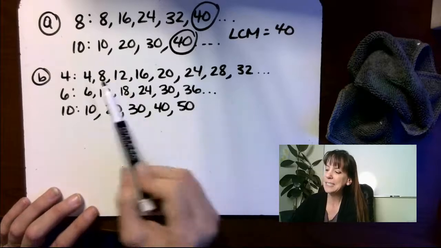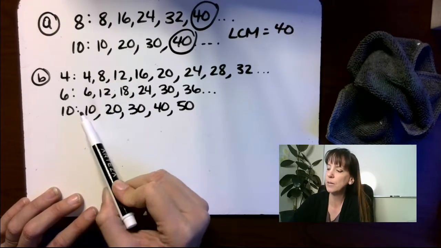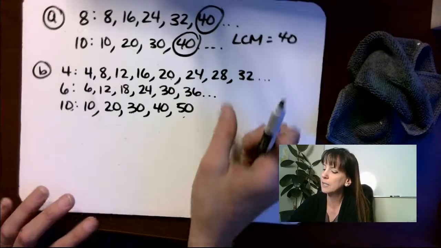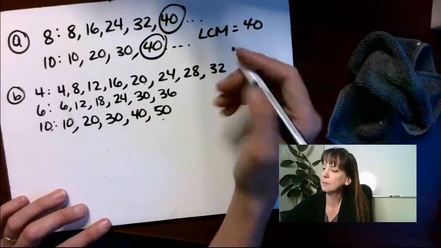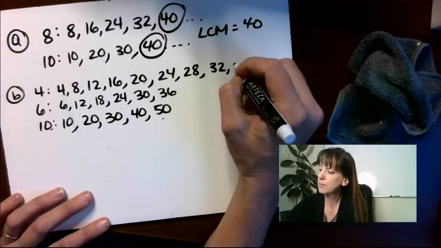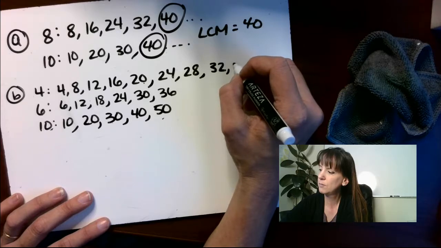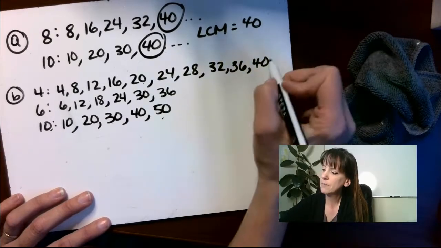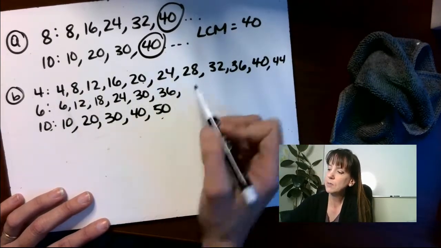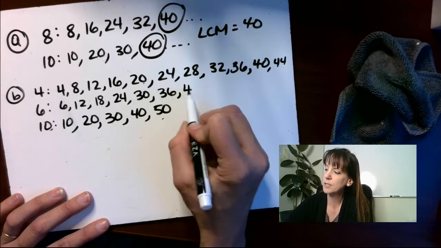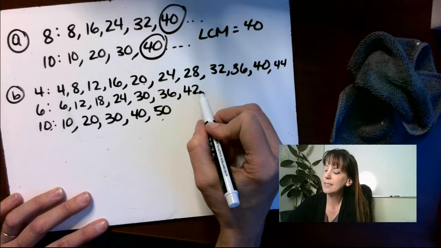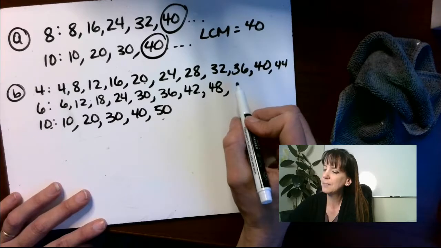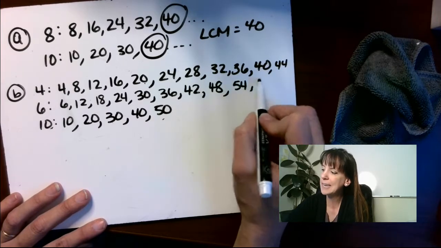Okay, so far I see that 4 and 6 have 12 in common, but that doesn't have 10. So we've got to find something that ends in a 0 because that's what all these 10s do. I see 20 and I see 30, but that's not in common. So let's keep going here. 32, then 36, 40, right? 44. Okay, for 6, we would have 6 times 7 is 42. Nope, so it's not going to be 40. 6 times 8 is 48. 6 times 9 is 54. 6 times 10 is 60.